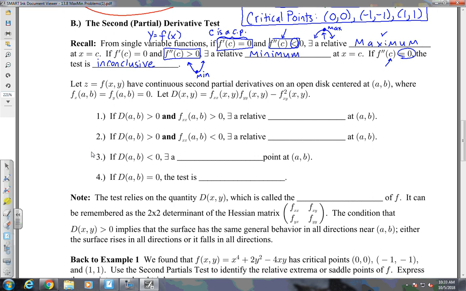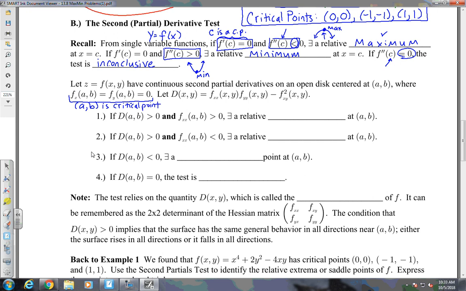Remember, we're looking for maximums or minimums for our surface. Let z equal f of x, y have continuous second partial derivatives on an open disk centered at (a, b). What that means is I'm just searching a local area for a maximum. I'm not looking at the entire domain for absolute max and min. Where f sub x of (a, b) equals f sub y of (a, b) equals 0. This is code for I found both of my first derivatives, I set them equal to 0, and solved the system and discovered the ordered pair (a, b) is a solution, so (a, b) then is a critical point.